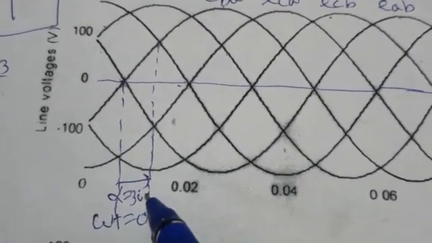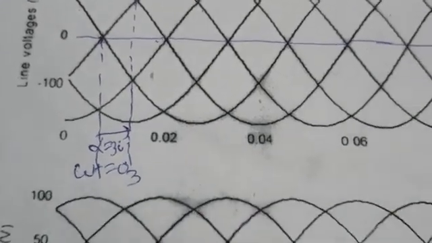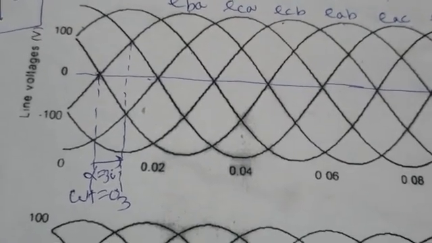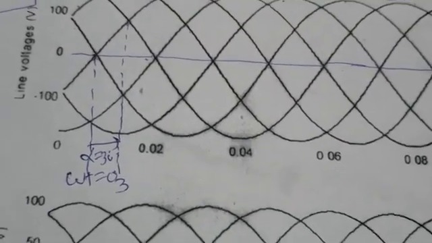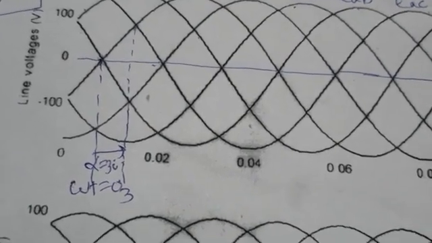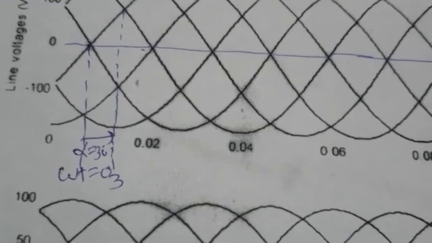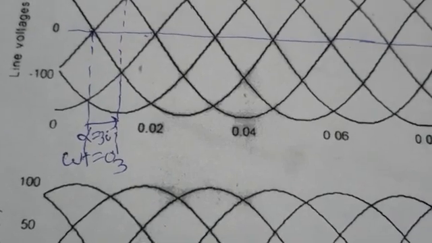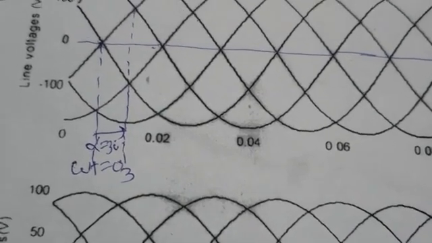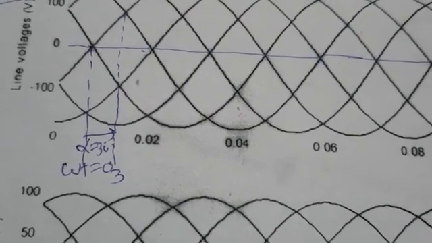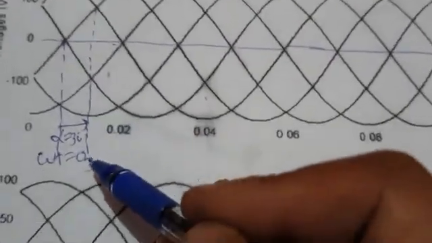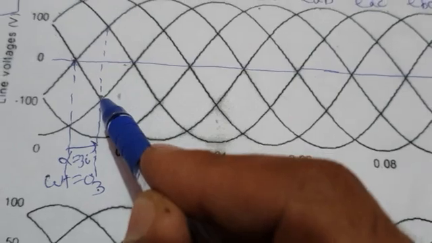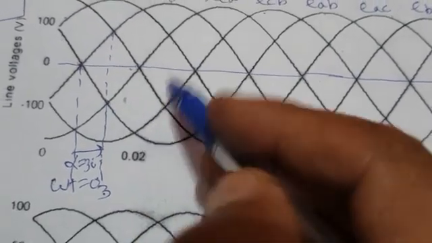And which valve is fired here? You can show valve 3 is fired. Once you know the firing of the first valve, it is very easy to show the firing of other valves, because each valve is fired in sequence. I mean 3 is followed by 4, 4 by 5, 5 by 6, then 1, 2, and then 3 again. And each valve is fired after a 60 degrees interval. That means if 3 was fired here, 60 degrees later 4 will be fired.